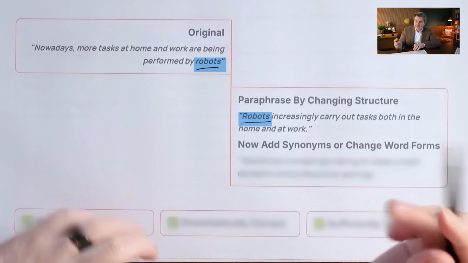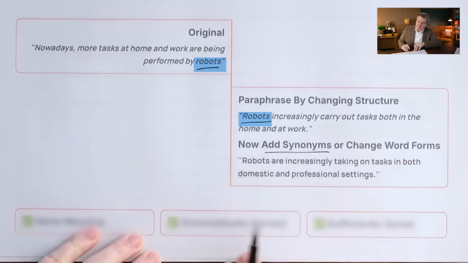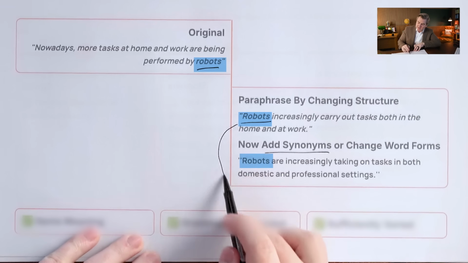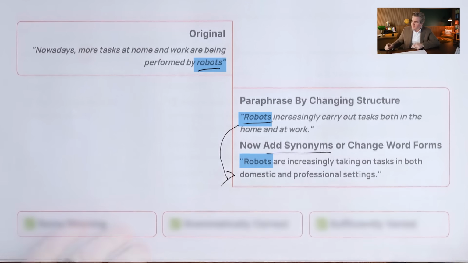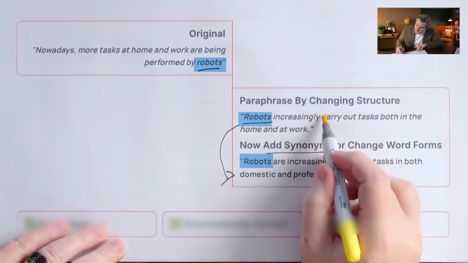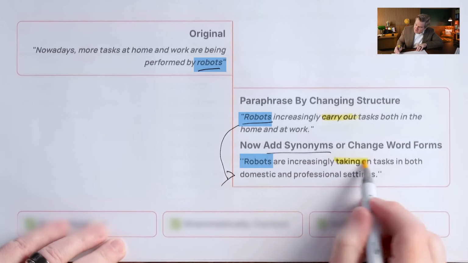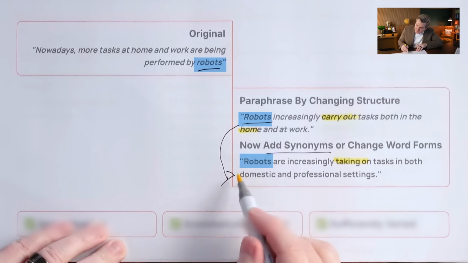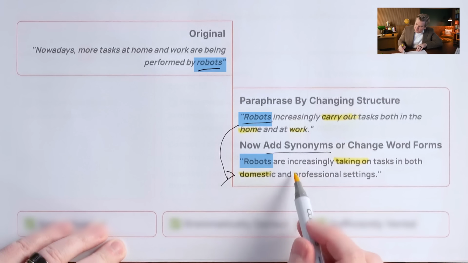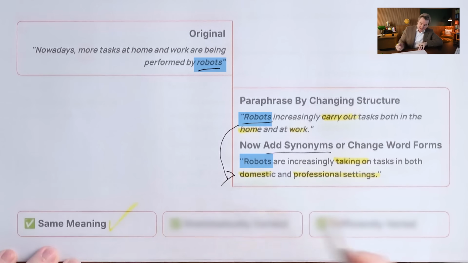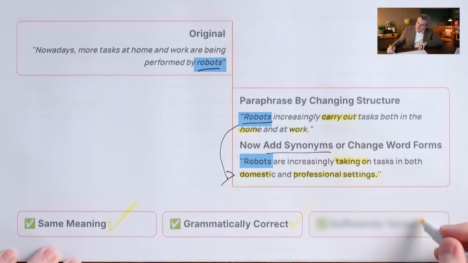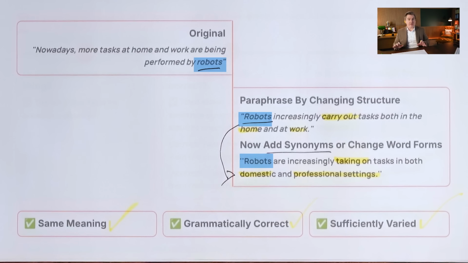Then we can combine these two where we can add synonyms. So we've taken this sentence and then we change some of the synonyms. So instead of carry out, taking on, instead of home, domestic, instead of work, professional settings. So you can see if you combine those, it is a very, very effective technique. But make sure they have the same meaning, they're grammatically correct, and you have sufficiently varied the vocabulary.